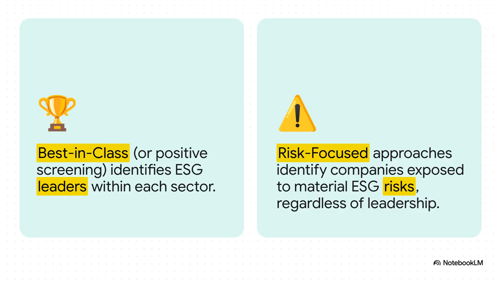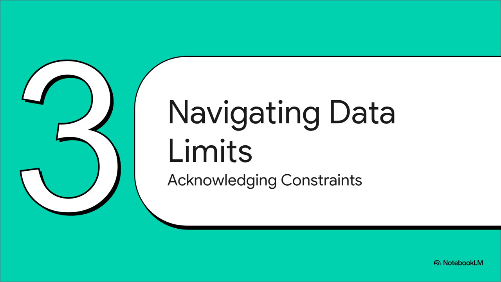You've got your best-in-class approach, which is basically what people call positive screening. The whole goal is to find the top ESG performers in any given industry. Then you have a risk-focused approach. This one isn't looking for the best. It's laser-focused on one thing: identifying companies with material ESG risks that could come back to bite them on the bottom line.